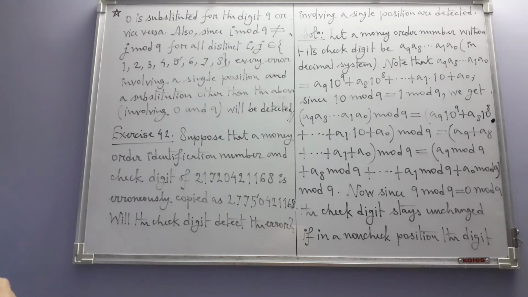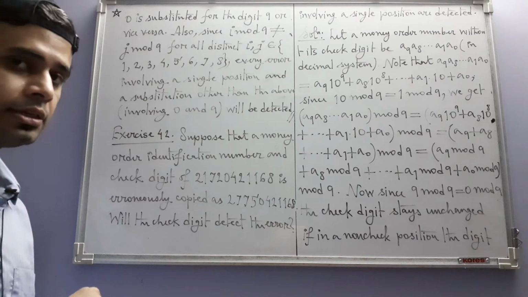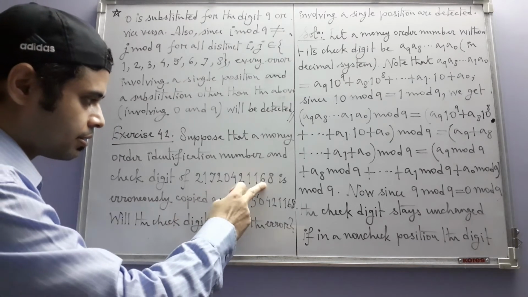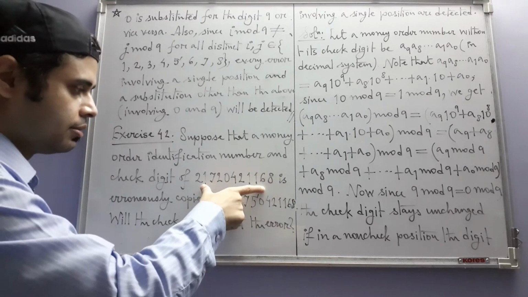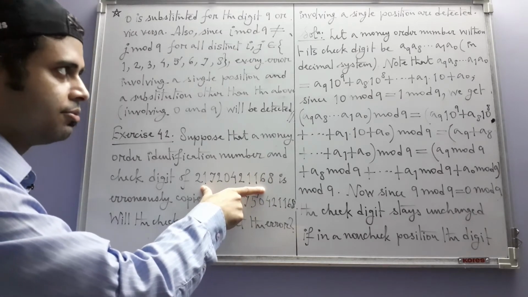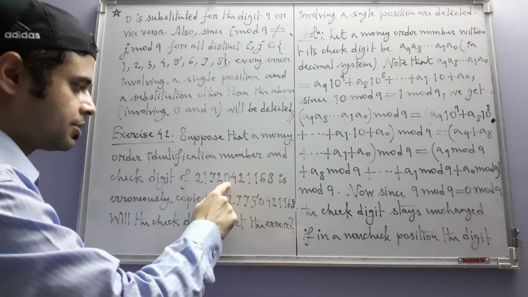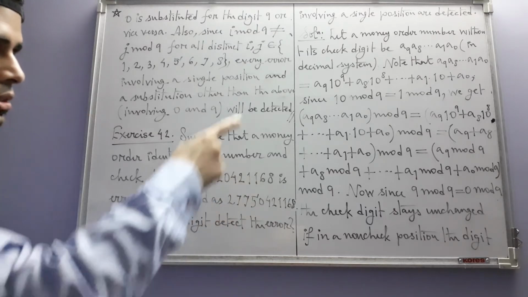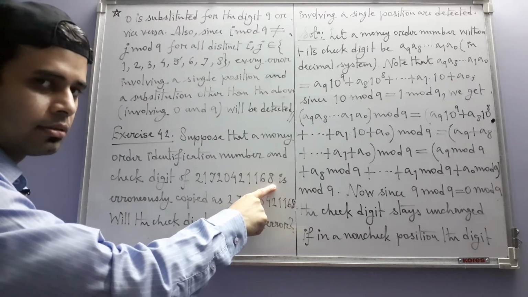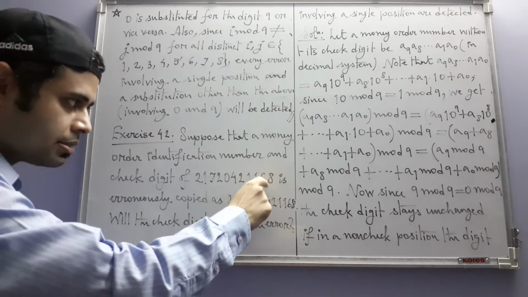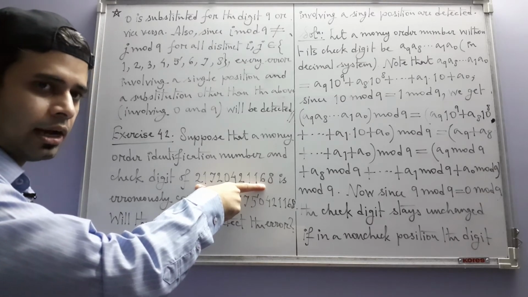So here a money order identification number is given along with its check digit. You can see that the first part of this number, except the last digit, is the money order identification number. How many digits are there? 1, 2, 3, 4, 5, 6, 7, 8, 9, 10. Yes, just like what we considered there. And the last one is the check digit. This is the remainder when you divide the rest of the number by 9.